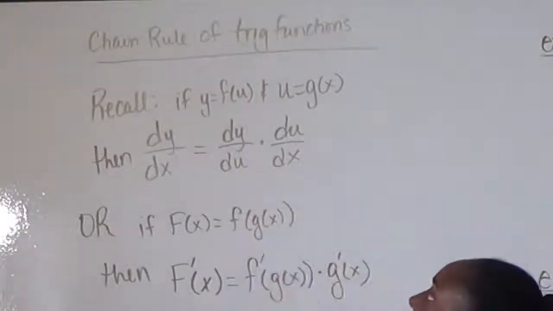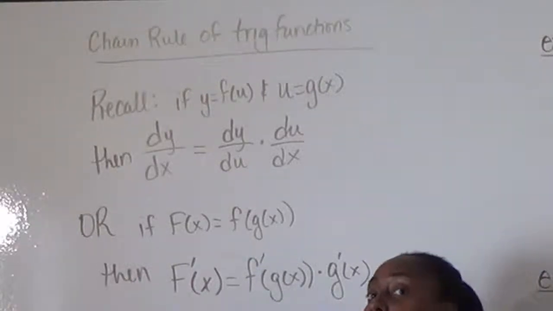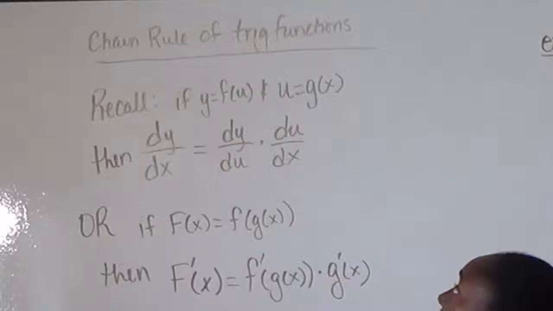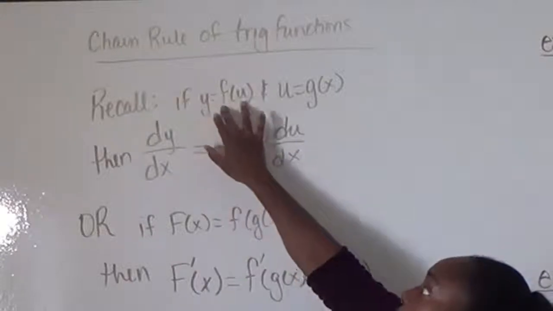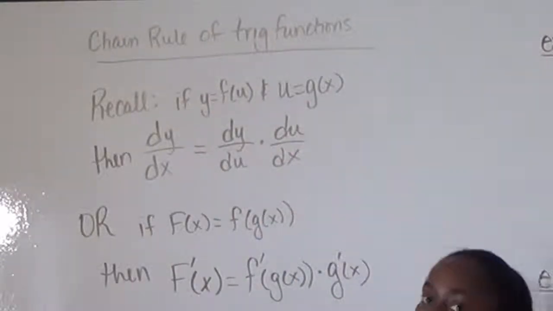The first was in the Leibniz notation. So if I had a function y that was in terms of u and a function u that was in terms of x, then dy/dx could be found by taking dy/du, meaning the derivative of y with respect to u, and multiplying by the derivative of u with respect to x.